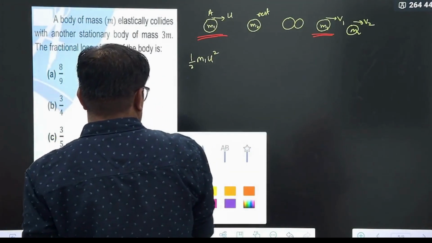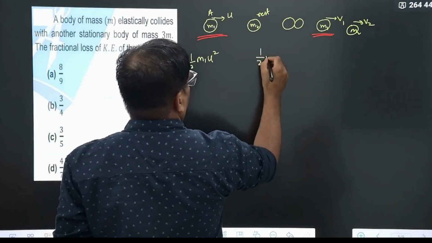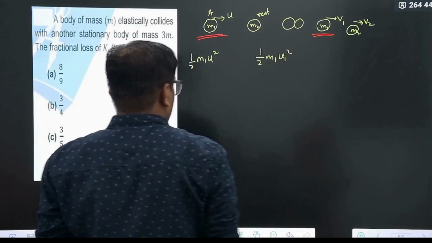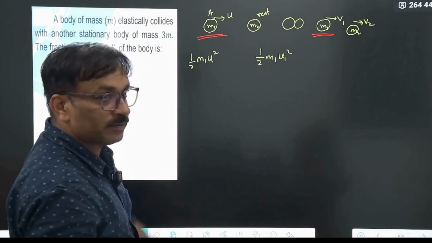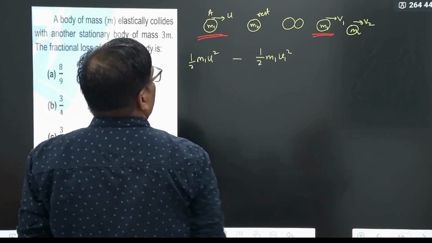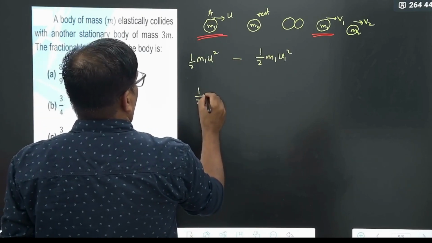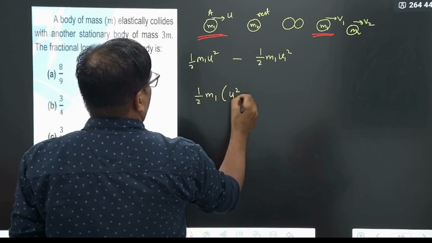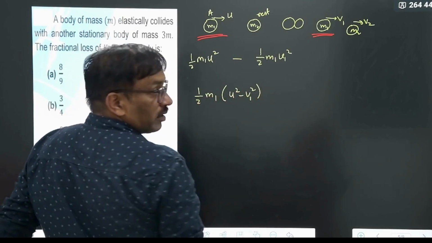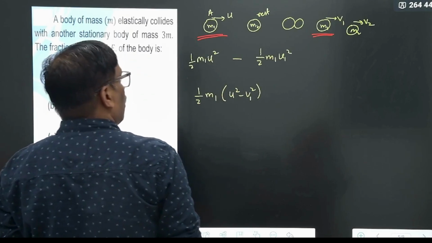What is the final kinetic energy here now? Half m1 v1 square. This is your kinetic energy, right? This much amount of energy loss will be there. Therefore, half m1 times u square minus v1 square. Clear? So this much amount of energy loss will be there.